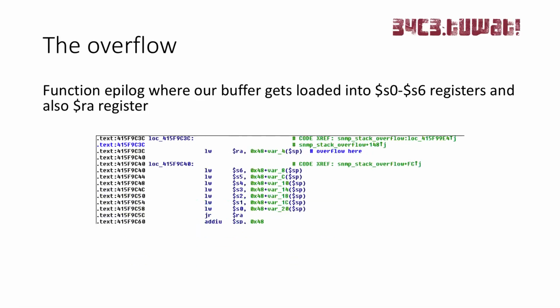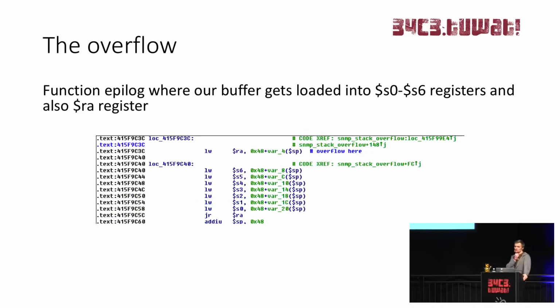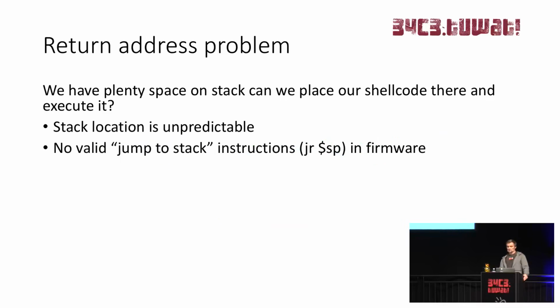The actual program counter corruption happens in the function epilogue. I call this function SNMP stack overflow. You can see here that at the end of the function, we load the values from the stack to registers S0 to S6, and also we load a value into register RA. And this is an important register. It's called the return address register, and almost every function in MIPS uses this register to jump back to its parent function. So basically, we have some space on the stack.